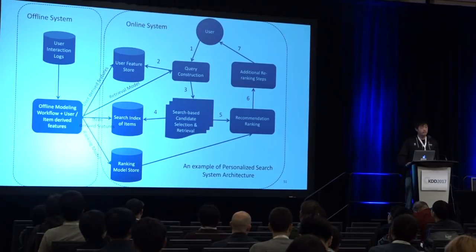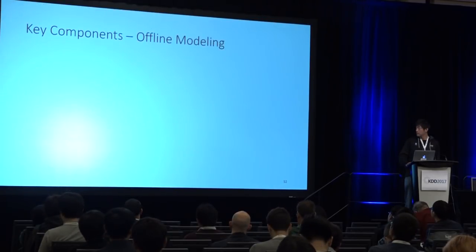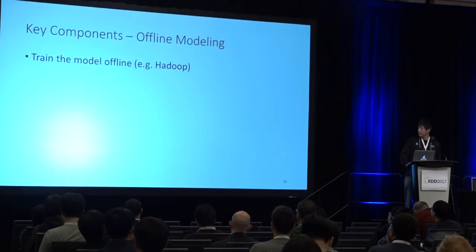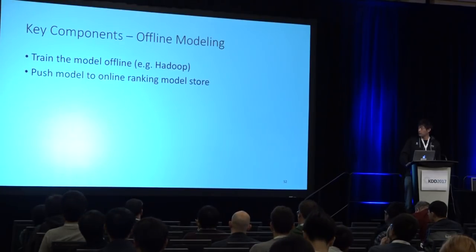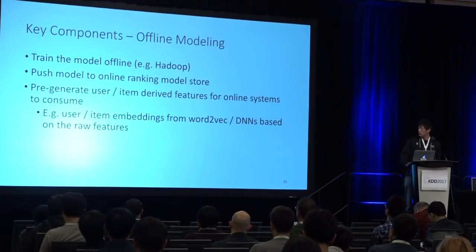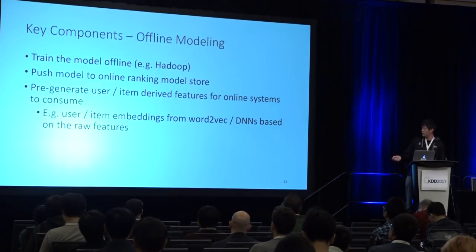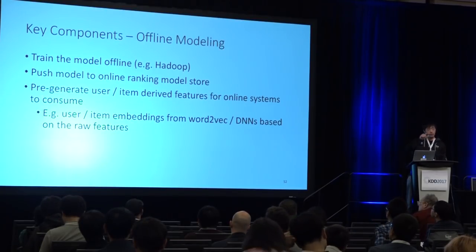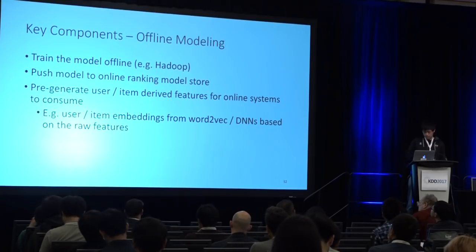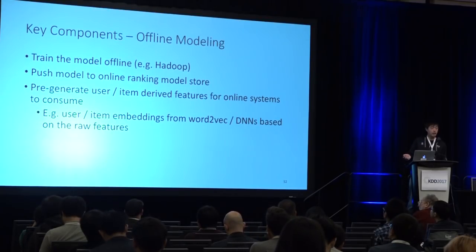Okay. All right. So let's go through this again. You are training the model offline, for example on Hadoop, and you push the model to the online ranking model store, and you can also pre-generate the user item derived features. For example, the embeddings that we were talking about, the user item embeddings, generated from the member profile, user profile, or item features.